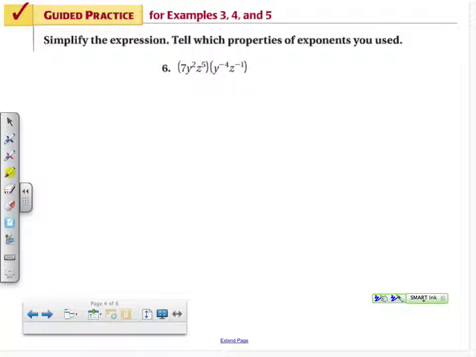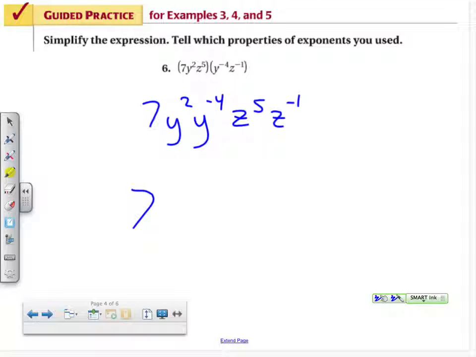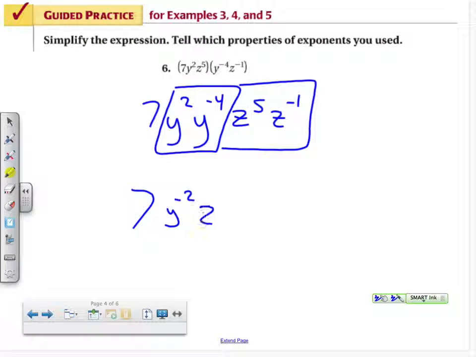I'm going to first rewrite this. Get my coefficients together, get my y bases together, and get my z bases together. So I'll rewrite this: 7, y squared, y to the negative 4th, z to the 5th, z to the negative 1. And now I'm going to take it in pieces. 7, really not much you can do there. The y's, I can combine those. I get y to the negative 2. The z's, I'll combine those by adding. I get z to the 4th. And that property was the product of powers again, because I'm multiplying exponents.